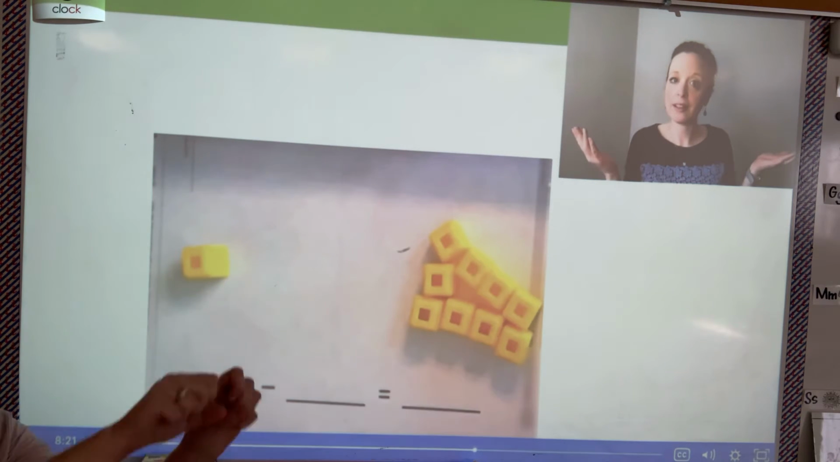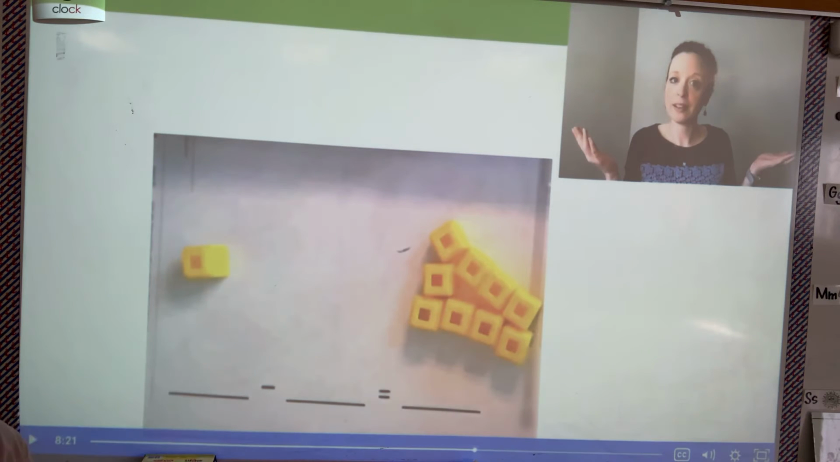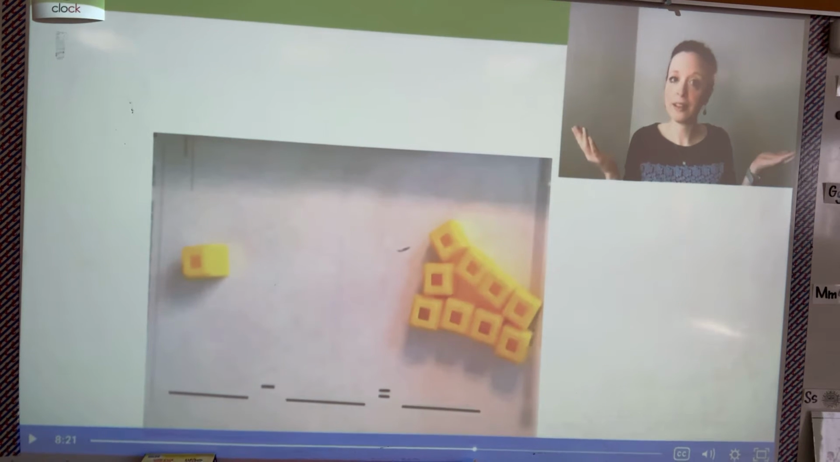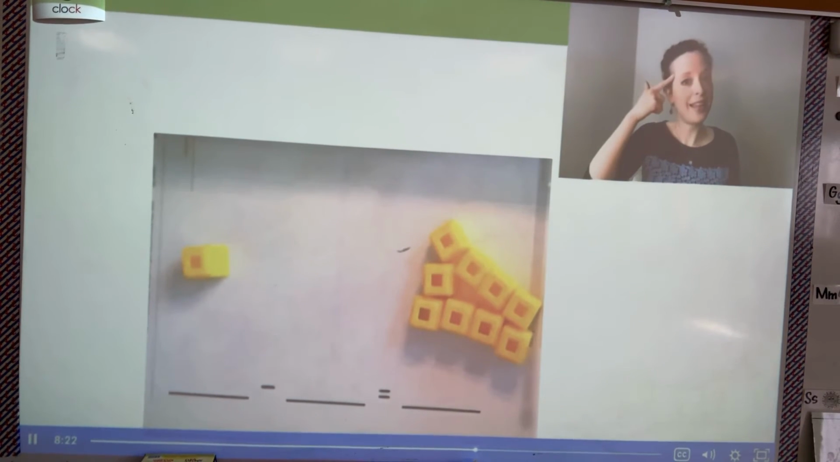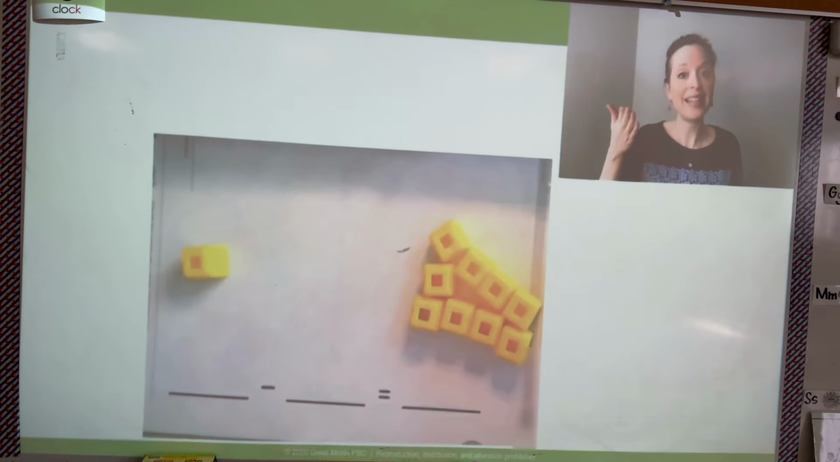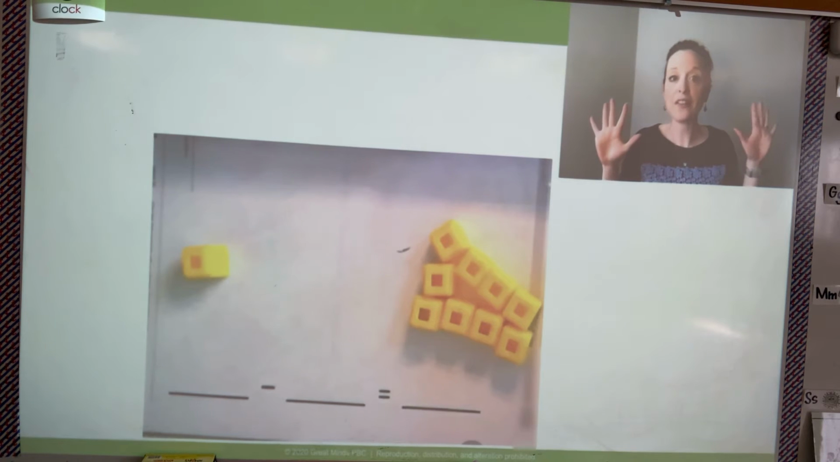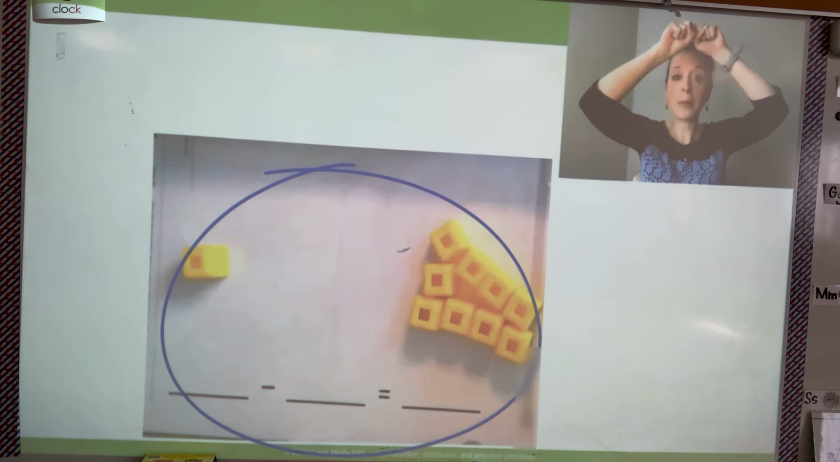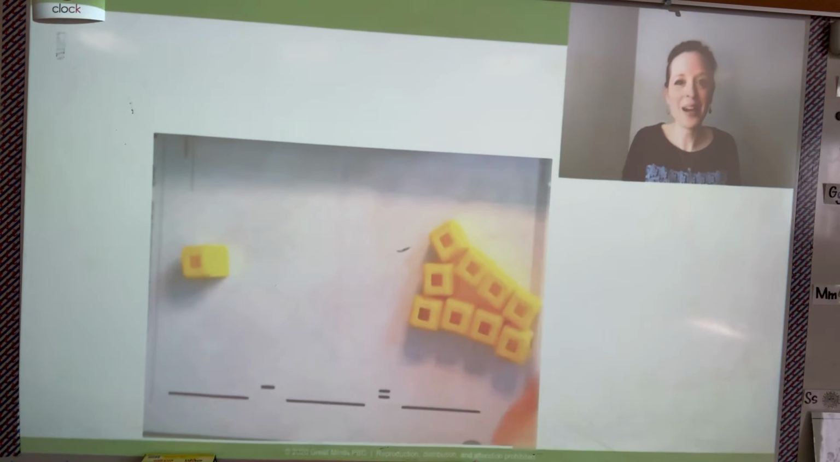So I'm seeing a lot of friends show me the whole, which is what number? What number is the whole? 10. Let's see if we're right. Think. Say it. Yes, we should write the number 10 in the first blank because 10 is our whole. It's the number we started with, and we always start with our whole in a subtraction sentence. So let's get our marker and write 10.